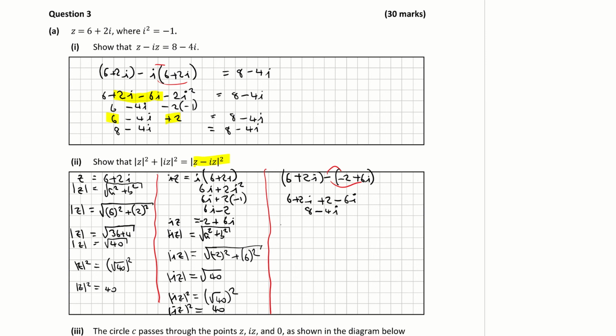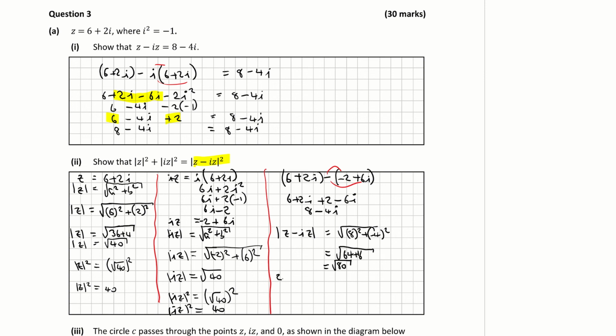And I now need to find the modulus of that. So it's z minus iz, all to be squared. That's giving me the square root of a, which is 8 squared, plus b, which is minus 4 squared. Let's just get rid of that square there for a second. We'll worry about that in a minute. That's giving me 64 plus 16, which is the square root of 80.